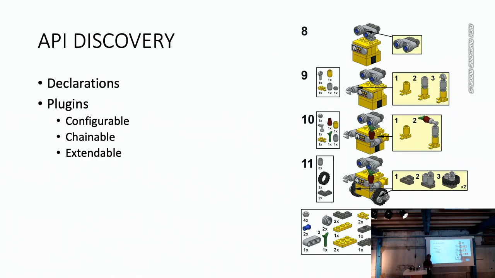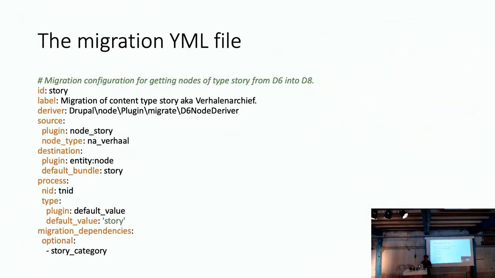The Drupal 8 API is all about declarations. We declare what we want to do with the migration instead of how we want to do it. The API is revolved around plugins that are configurable, chainable, and extendable. With all these parts together, you get a bit of Lego pieces. You can construct and build migrations. The first part is the migration YAML file, where you configure all the different pieces, like the source, the destination, the process, and dependencies. There are other metadata elements like ID and label, and later on groups.